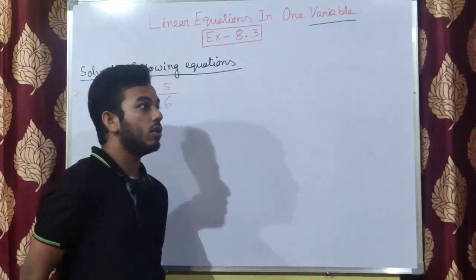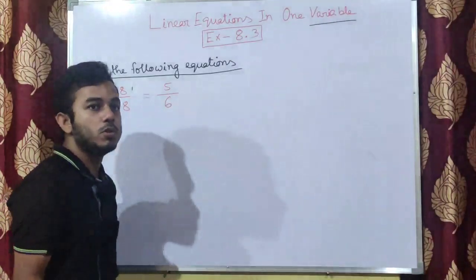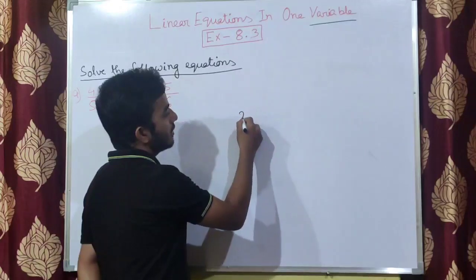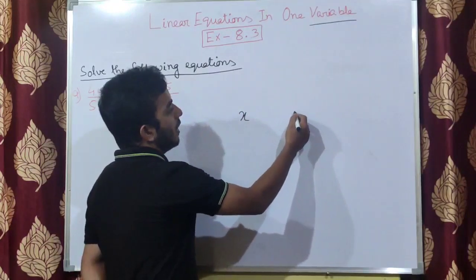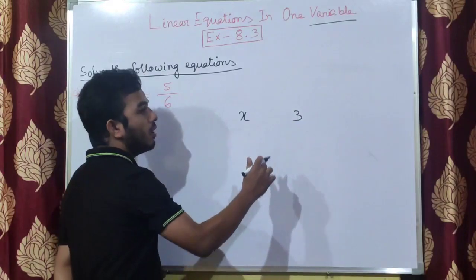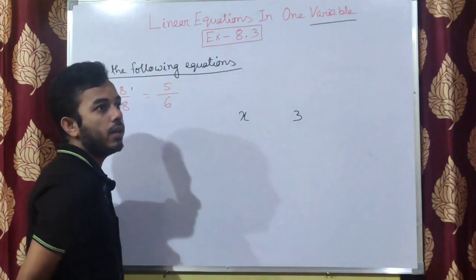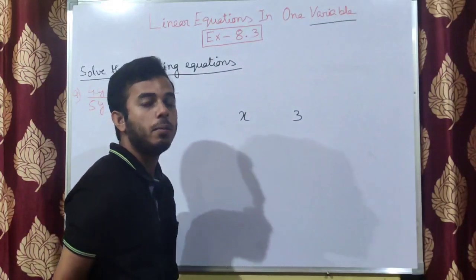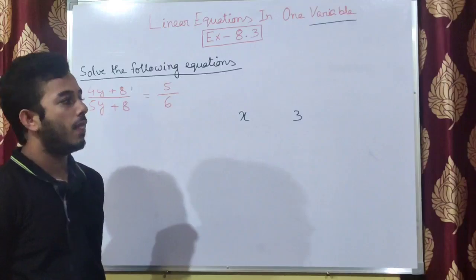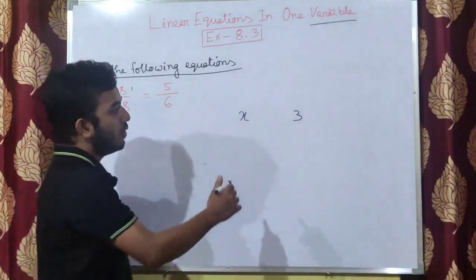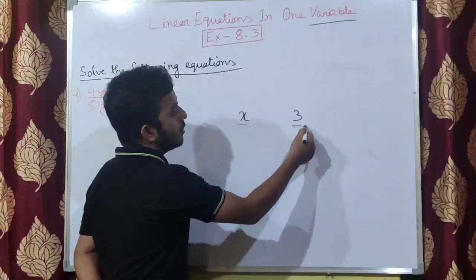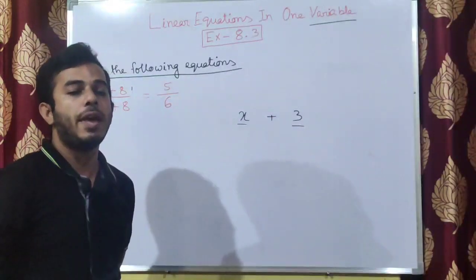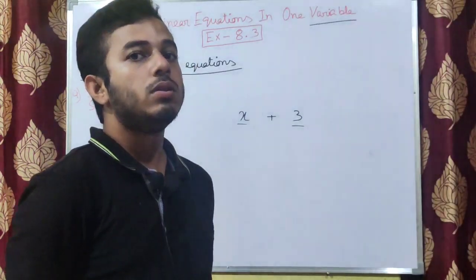Now, what is an expression? When a variable, for example x, and a constant are joined by any fundamental operations. What are the fundamental operations? Addition, multiplication, division, and subtraction. If we join variables and constants with any fundamental operation, suppose addition, this becomes an expression.